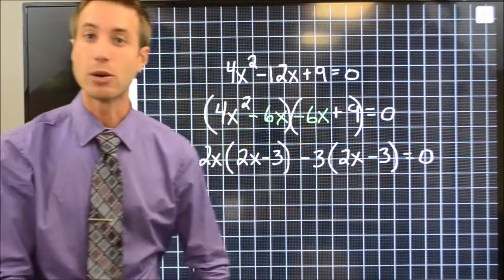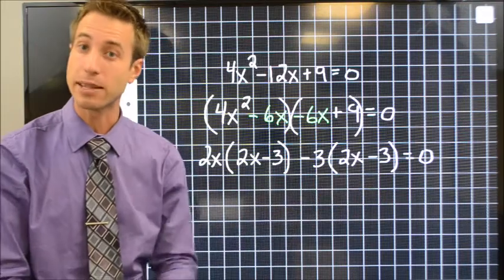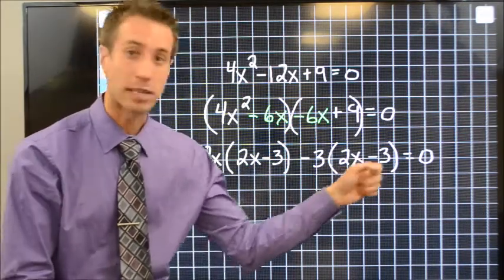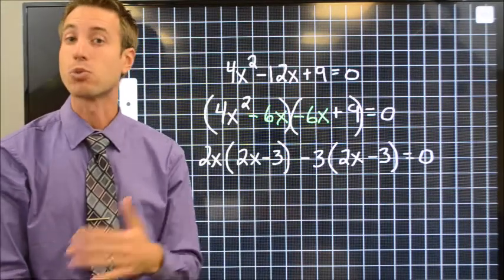How do you know you did it right? Well, here's what you're looking for. You're looking for the quantities inside of the parentheses to be the same. 2x minus 3, 2x minus 3. I know I did it right. Now all I have to do is write my factors.